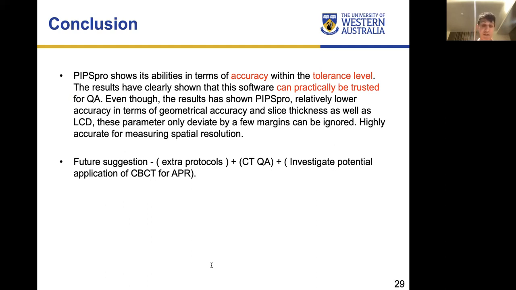For future suggestions, we suggest extra protocols be included. However, this study software is able to include extra protocols, but due to the limitation of the presentation, we couldn't. As well as for CTQA based on Catphan images, the study software is capable of measuring Catphan images for CT, but the comparison with PIPS-Pro is impossible because PIPS-Pro uses a different phantom for CT images. Investigation for potential application of CBCT for adaptive radiotherapy.